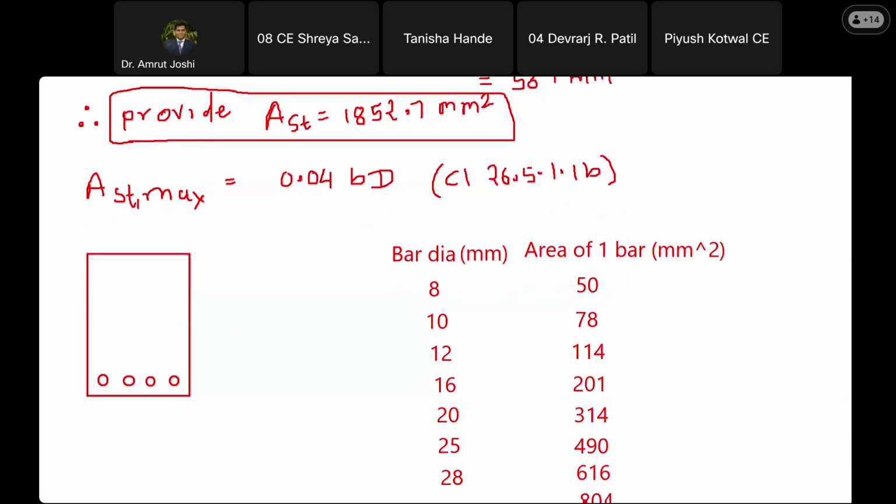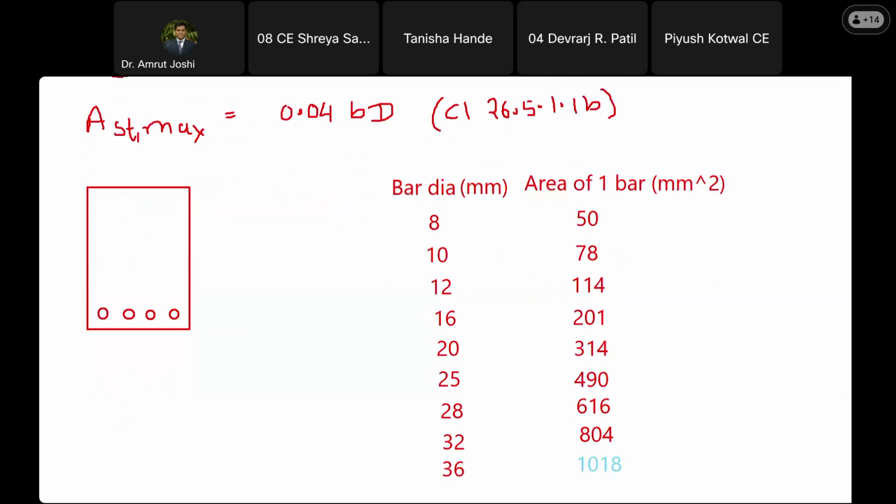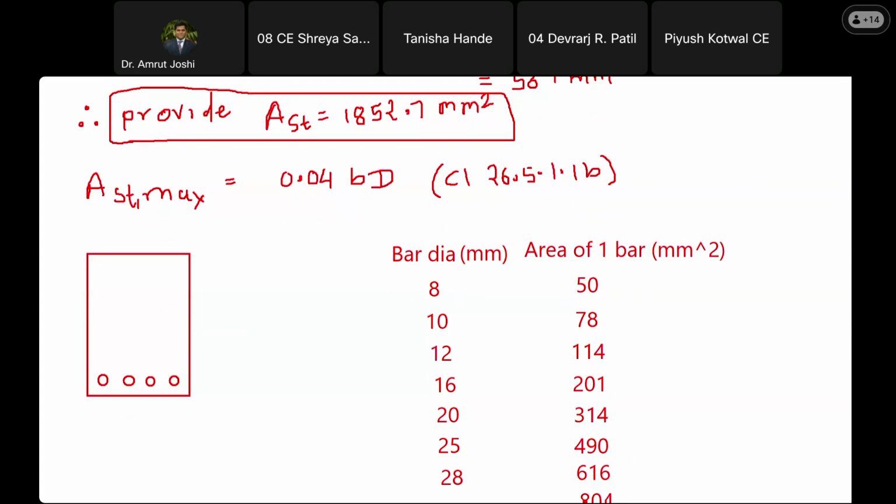Now, how much area of steel you need to provide? 1,852, right? Now look at the bar areas of one bar here. If I provide 8 mm bars, so ek bar ka area kitna hai? 50. So 1800, matlab 1800 ke liye mujhe bahut sare bars provide karne padenge, isn't it? Yes, sir. And it may go into 4-5 layers. So naturally, I am not going to select bar diameter as 8. Happy? Yes, sir.